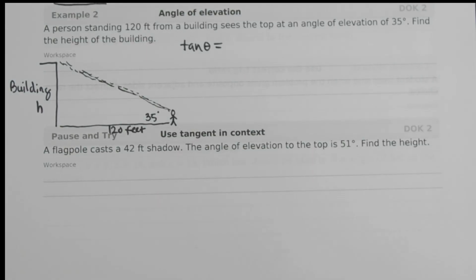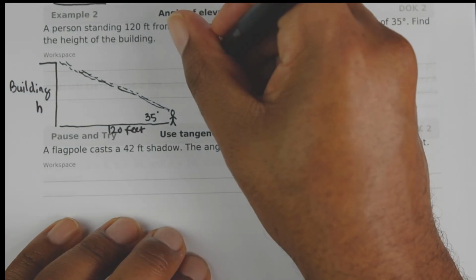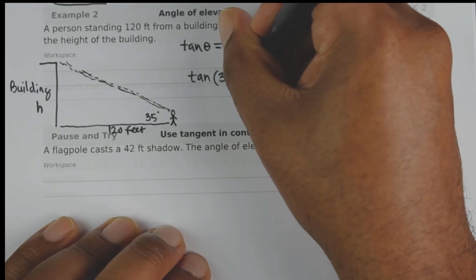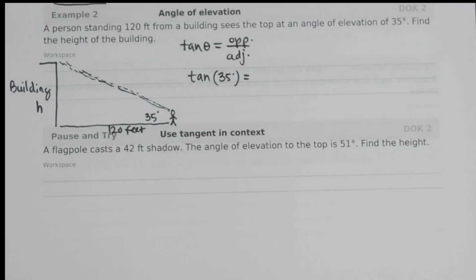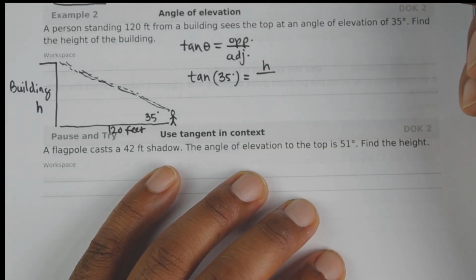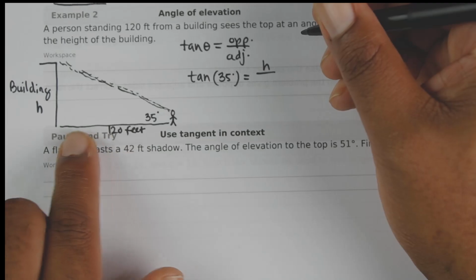So just for the record, the building height is opposite the angle. So we have the opposite and the adjacent, which is what tan is. We can substitute the values. We have tan of 35 degrees, which equals opposite over adjacent. The opposite is height. We don't know that yet, but we do have the adjacent, which is 120.